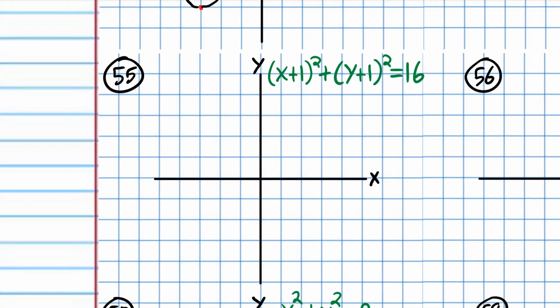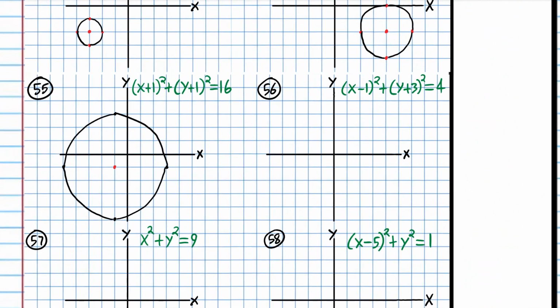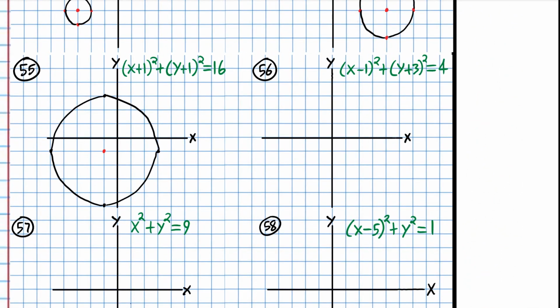All right, we're back. So the center is not positive 1, positive 1. The center is negative 1, negative 1. So that would be here. Then we square root 16, and that gives us 4, and then count out 4. So 1, 2, 3, 4, in each direction. And just do your best to try to create a circle. And there you go. So if you got something like that, good job. Try number 56, and when you come back, we'll do it together.